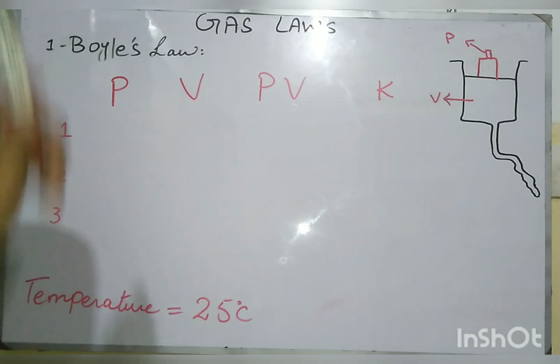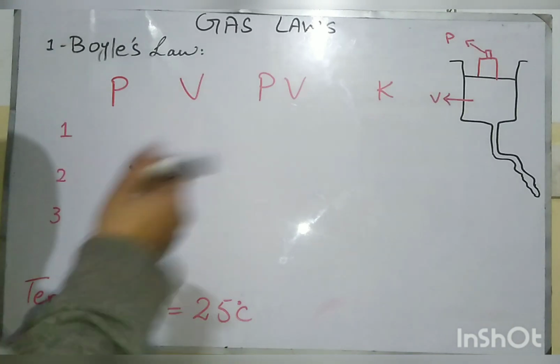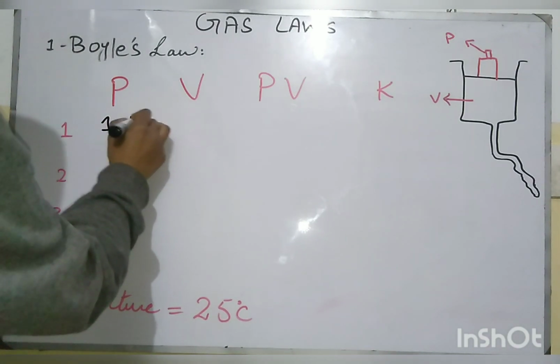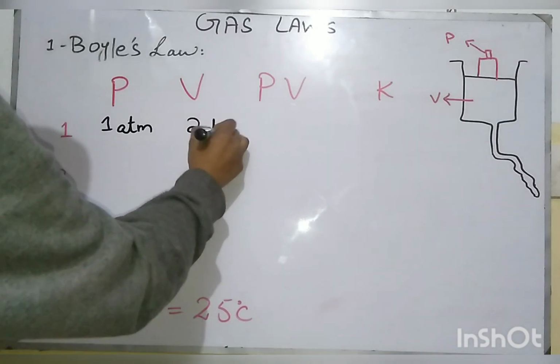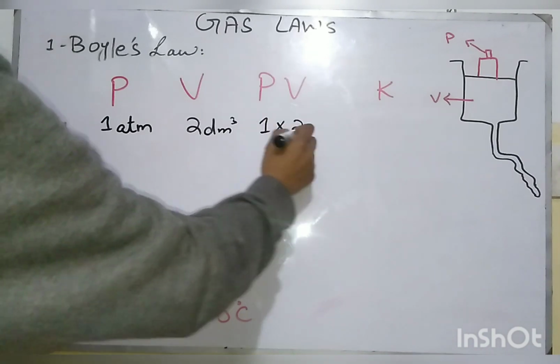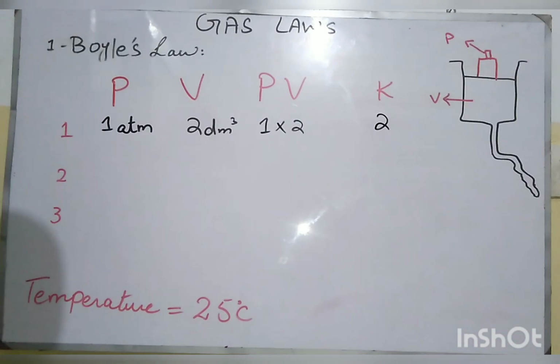Now in the first case we have a pressure of 1 atmosphere, because the unit of pressure is atmosphere, and the volume is 2 decimeter cube. Now the product will be 1 multiplied by 2. So the product value is 2 atmosphere decimeter cube.